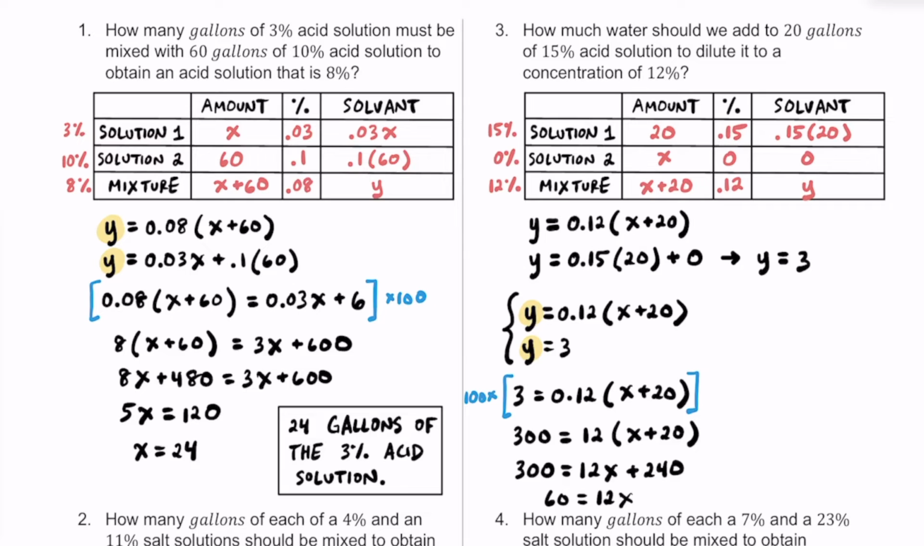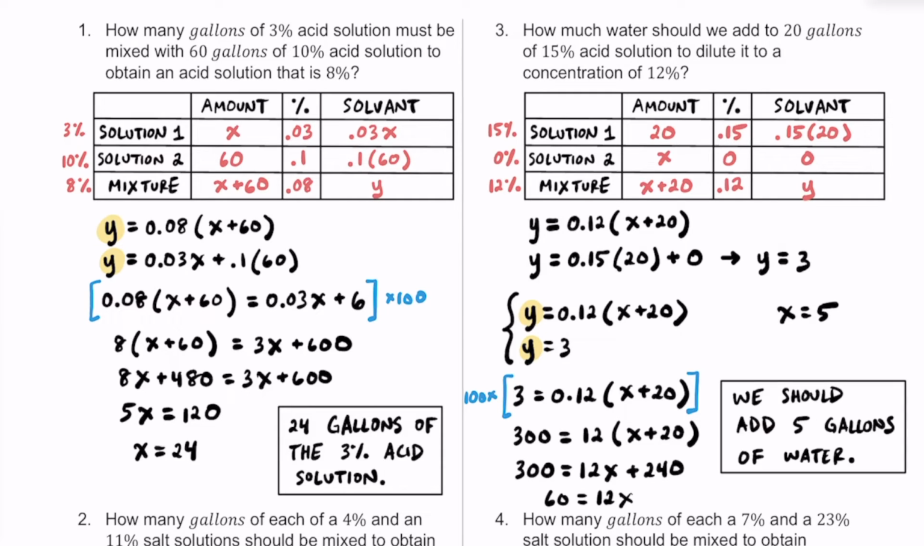And if we divide both sides by 12, we can say that x is going to be equal to 5. So what does this mean? It means that we should be adding 5 gallons of water to dilute this 20 gallons of this 15% solution. So that ends up being a total of what? 5 plus this 20 is going to be a total of 25 gallons. So if we add 5 gallons of water to this 20 gallons of this 15% acid solution, it's going to end up being 25 gallons, 5 plus 20 is 25, and that's going to end up being a 12% solution. So we're just diluting it or watering it down a little bit and lowering the concentration of that acid solution.